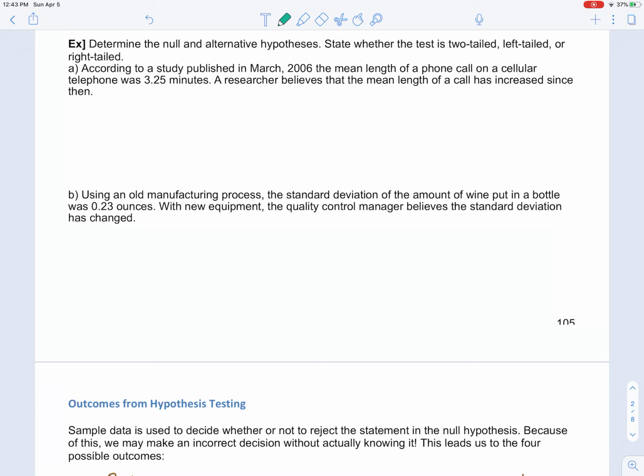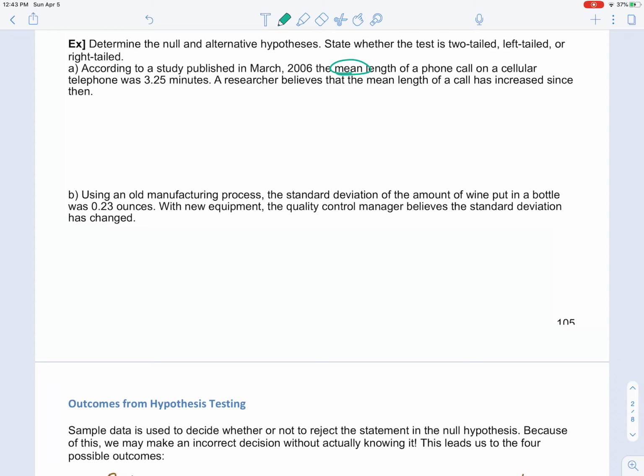We're going to go over some of these examples from section 10.1. Determine the null and alternative hypotheses. State whether the test is two-tailed, left-tailed, or right-tailed. According to a study published in March 2006, the mean length of a phone call on a cellular telephone was 3.25 minutes. A researcher believes that the mean length of a call has increased since then.